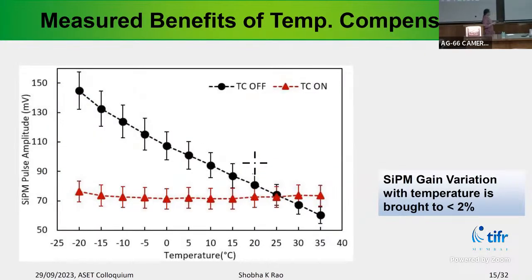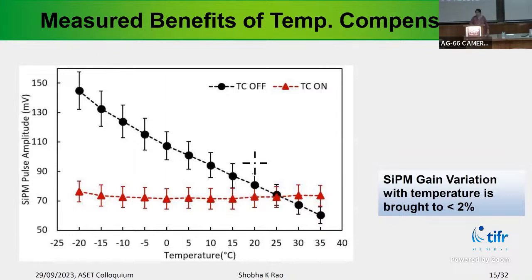Okay, now as I told you, this kind of complex bias system we were able to achieve. We kept this bias board as well as the SiPM board in the environment chamber, and then we varied the temperature and studied the gain variation of the SiPM pulses. When the temperature compensation is applied, we could bring down the variation to less than 2%. If there was no compensation, it varied beyond 30%.